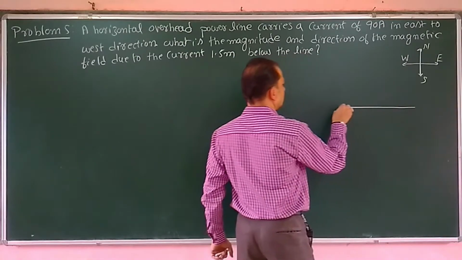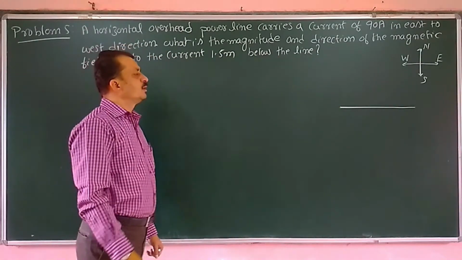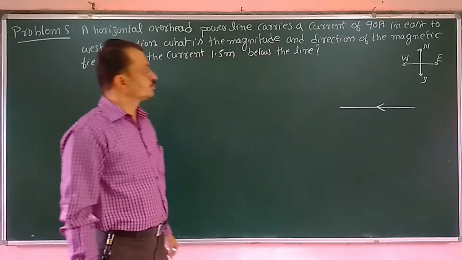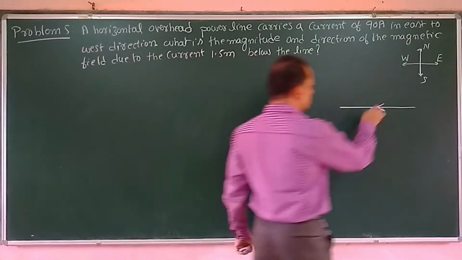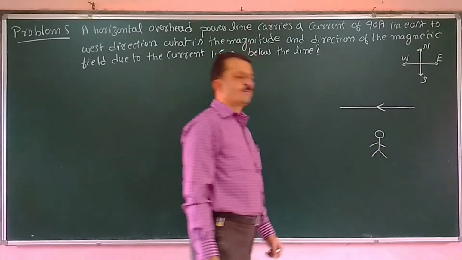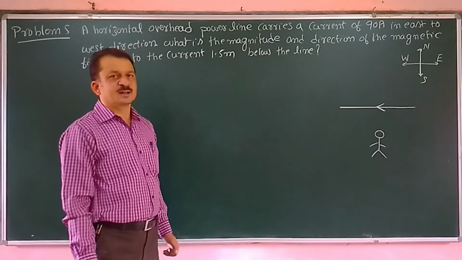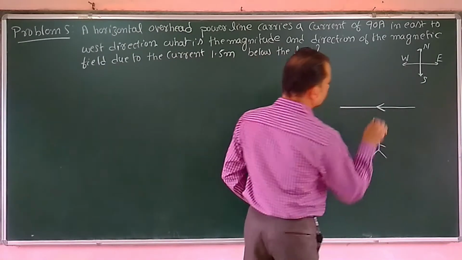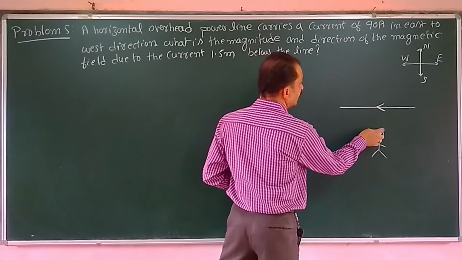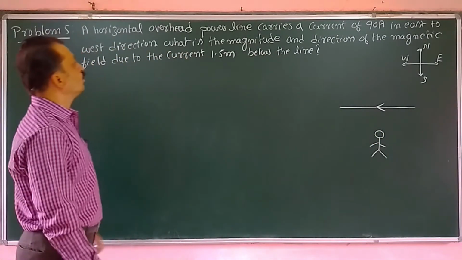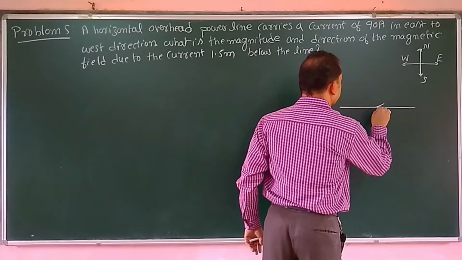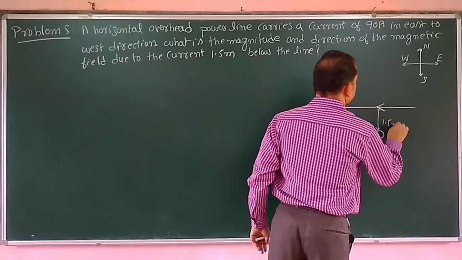Okay. Now we have a power line. We have this power line, a wire. It is carrying the current from east to west direction. A person is standing below this wire. Okay, he is standing below the wire. Now, what is the direction of the magnetic field at the observer's point of view? That is, he is at a distance of 1.5 meter.